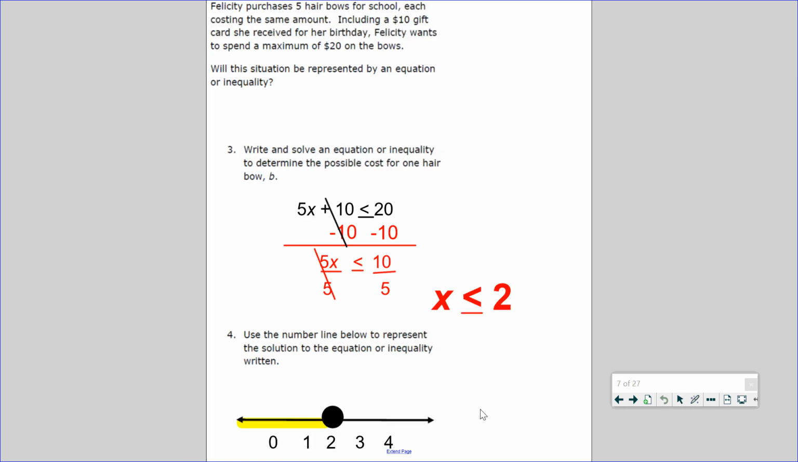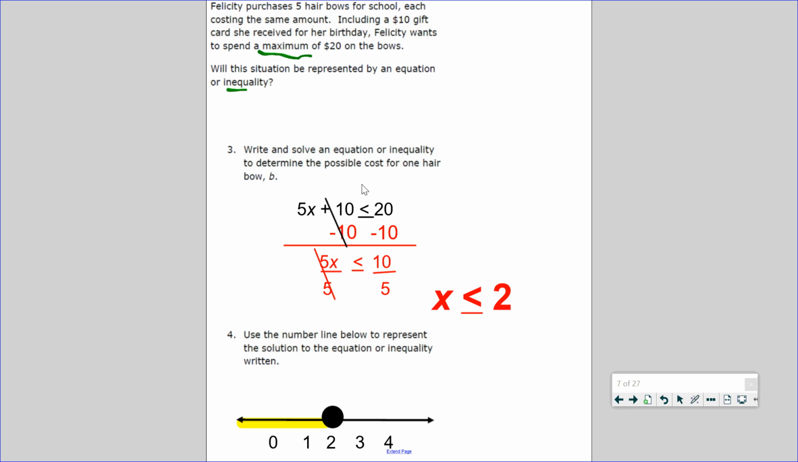Number 3 and 4. Felicita purchases 5 hair bows for school, each costing the same amount, including a $10 gift card she received for her birthday. Felicita wants to spend a maximum of $20 on the bows. Maximum, very important. That must be an inequality then. So she purchases 5 hair bows for school. So do we know the price? So 5x. Then she includes a $10 gift card, plus 10.